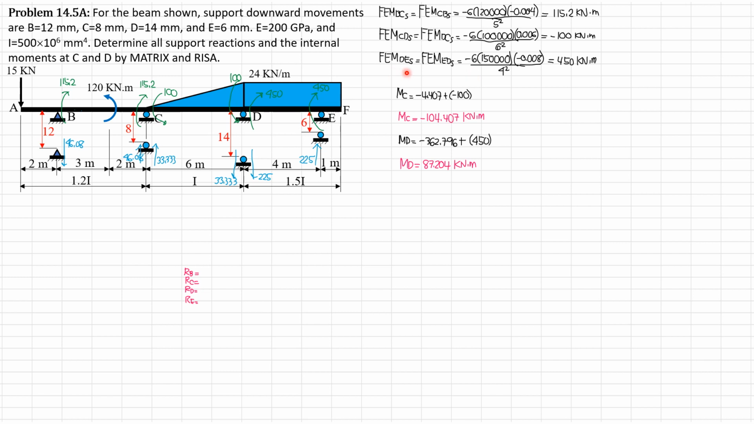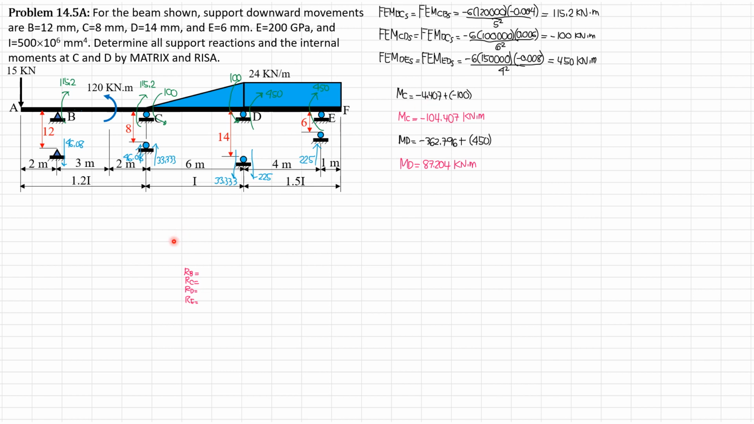Then fixed moment DE, which is also fixed moment ED, is equal to negative 6 EI, which is 150,000. Delta is treated negative because the rotation of chord DE is counterclockwise, and delta is 14 minus 6, so 8 mm, so negative 0.008 meter over L square, 4 square, we will get positive 450, so it is clockwise as shown.